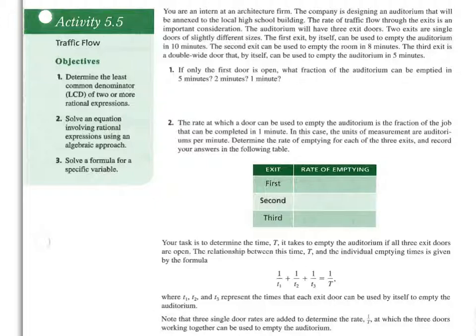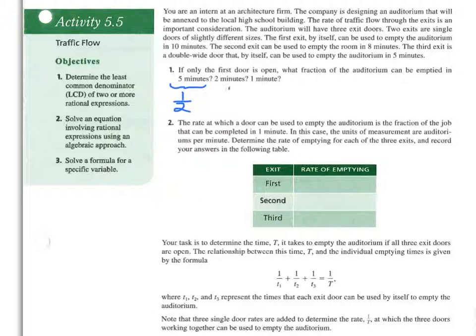Okay, so now we're starting. The first question is, if only the first door is open, what fraction of the auditorium can be emptied in 5 minutes, 2 minutes, and then 1 minute? So we're really just focusing right now on the first exit that takes 10 minutes to do the whole thing. So we're trying to figure out how fast is it working per minute. So for 5 minutes, it can clear half of the auditorium. It can get half of the job done because it's got half the time.